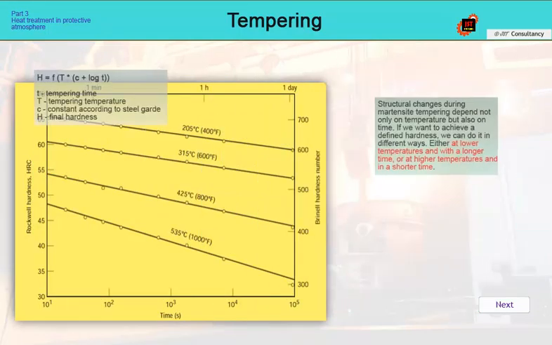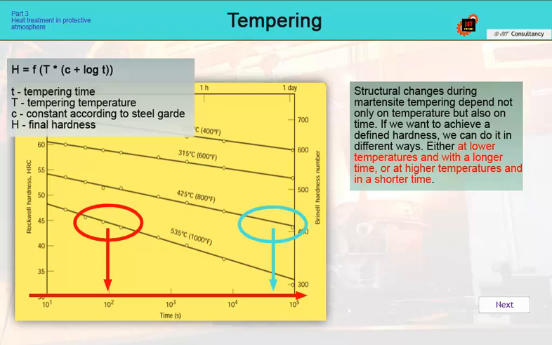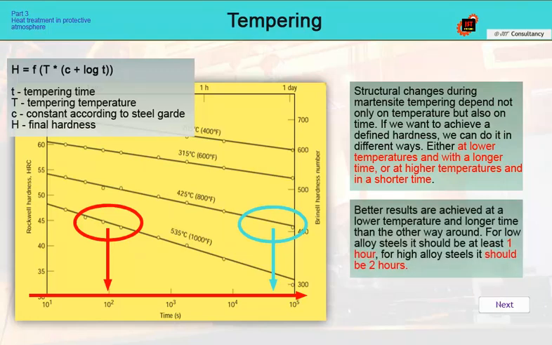Structural changes during martensite tempering depend not only on temperature, but also on time. If we want to achieve a defined hardness, we can do it in different ways. Either at lower temperatures and with a longer time, or at higher temperatures and in a shorter time. However, you cannot work with these variables indefinitely. As a rule, we will achieve better results at a lower temperature and longer time than vice versa.